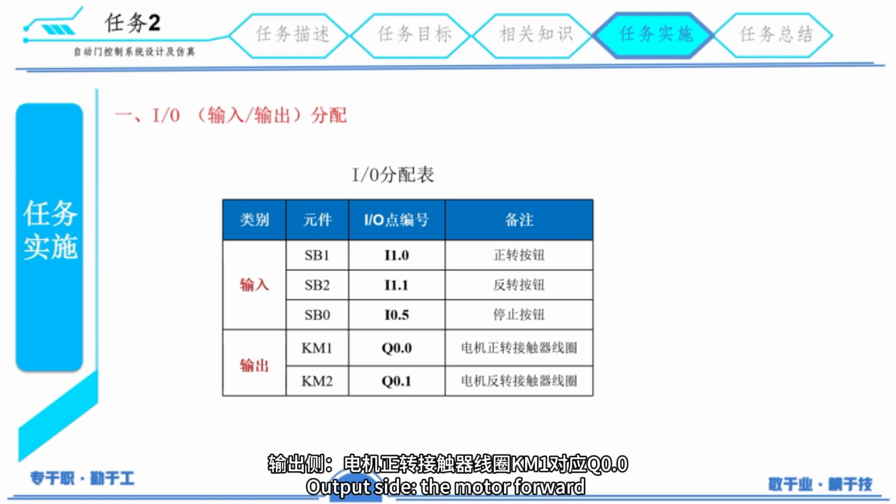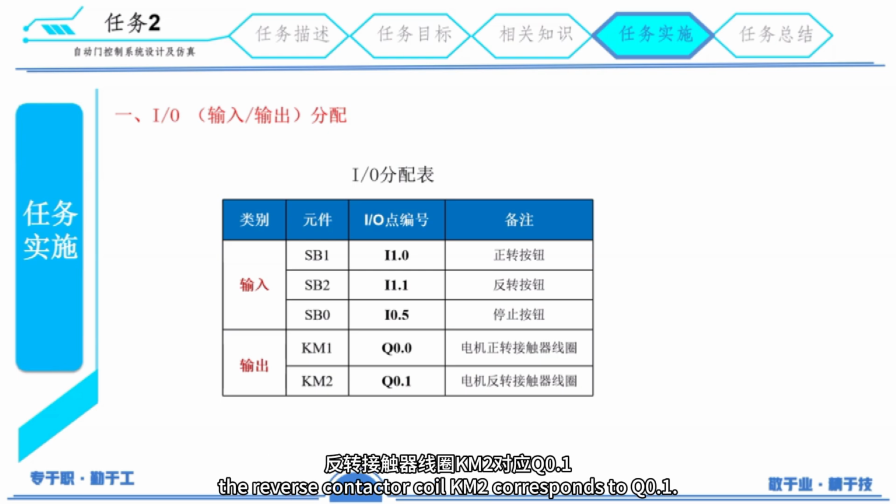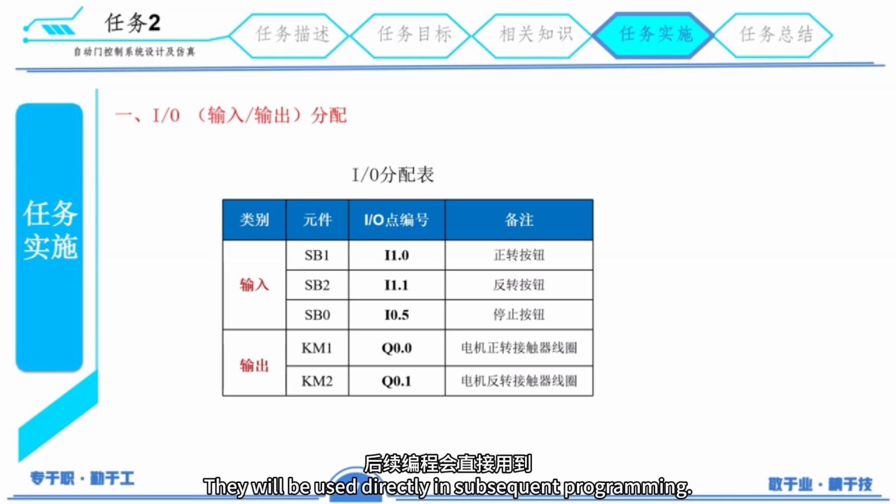Output side, the motor forward contactor coil KM1 corresponds to Q0.0. The reverse contactor coil KM2 corresponds to Q0.1. Be sure to remember these correspondences clearly. They will be used directly in subsequent programming. The second step is to draw the workflow diagram. This visually presents the control logic.